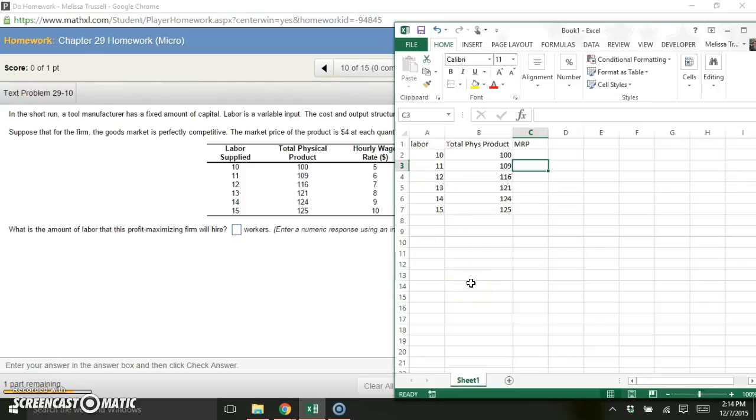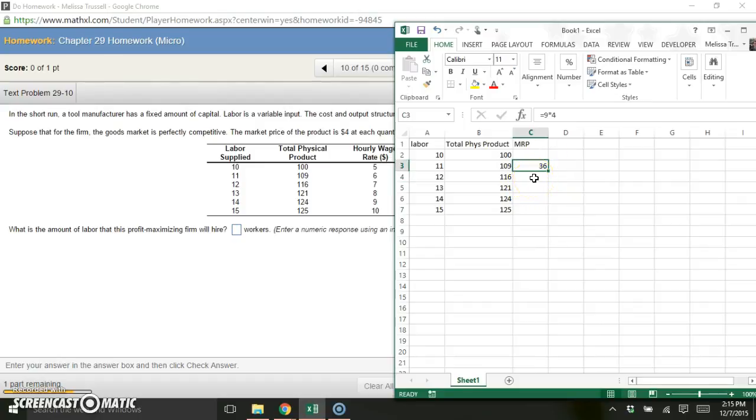And we know that when we went from having 10 workers to having 11 workers, we also went from being able to produce 100 product to 109 product. So that extra worker gave us 9 extra units of what we're producing. So we know we have 9 extra products, and if each of those products is sold in the market for $4, then we multiply that 9 by 4, and we know that hiring that 11th worker brings us an additional $36.